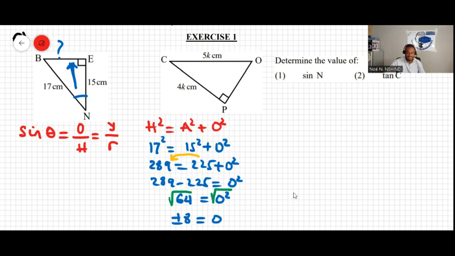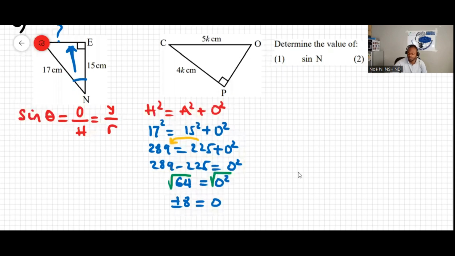But sides cannot be negative. That is why we will take only the positive value. We can say the opposite side here is equal to 8. Careful, it's not 0 equal to 8, but o equal to 8. Then we can continue solving our problem here. So we can say sine of the angle theta will be equal to 8 over H, which is 17. So sine of theta is 8 over 17.